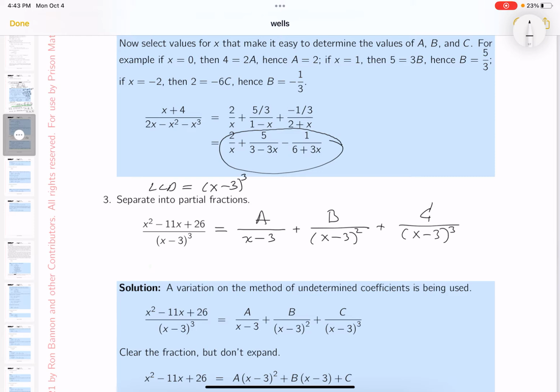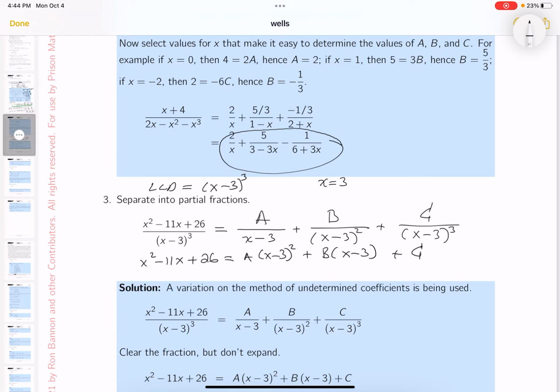I'm going to multiply both sides by x minus 3 cubed. What do you get? X squared minus 11x plus 26 equals, well, it's going to be tough, right? A times x minus 3 squared plus B times x minus 3 plus C. Let the picking numbers begin. And someone says, what number are you going to pick here? I guess I'd pick 3. Looks the easiest one to pick.